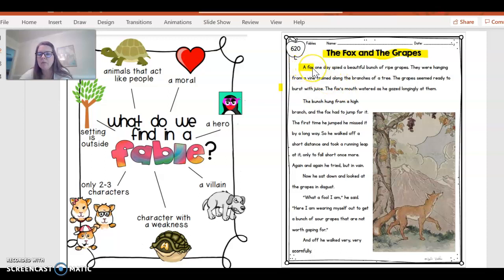So far, our only character is the fox. And if I look at this currently, my setting would be somewhere in the forest or the woods.